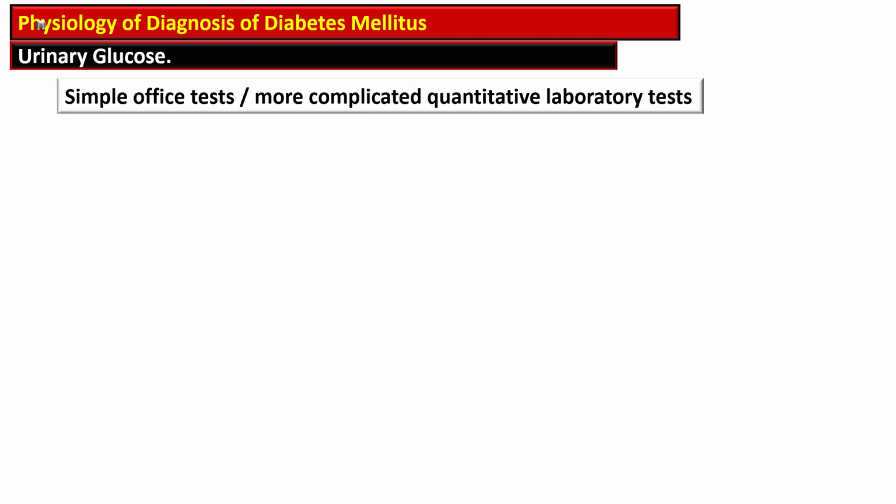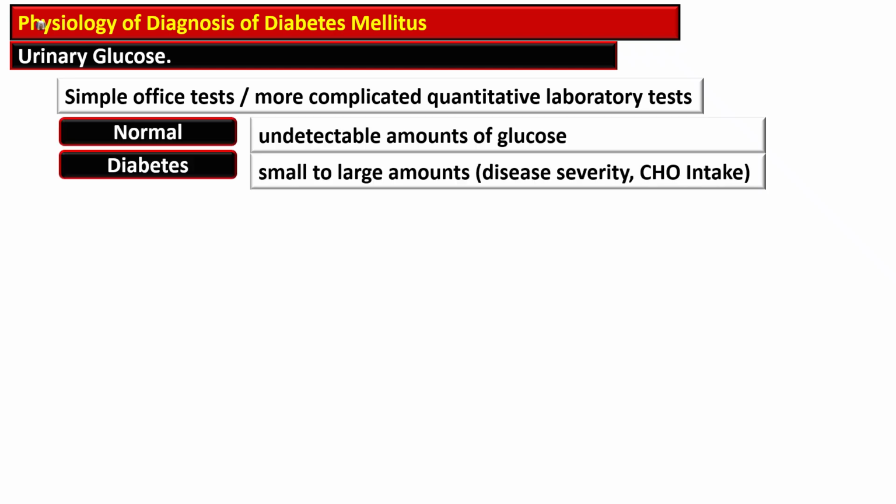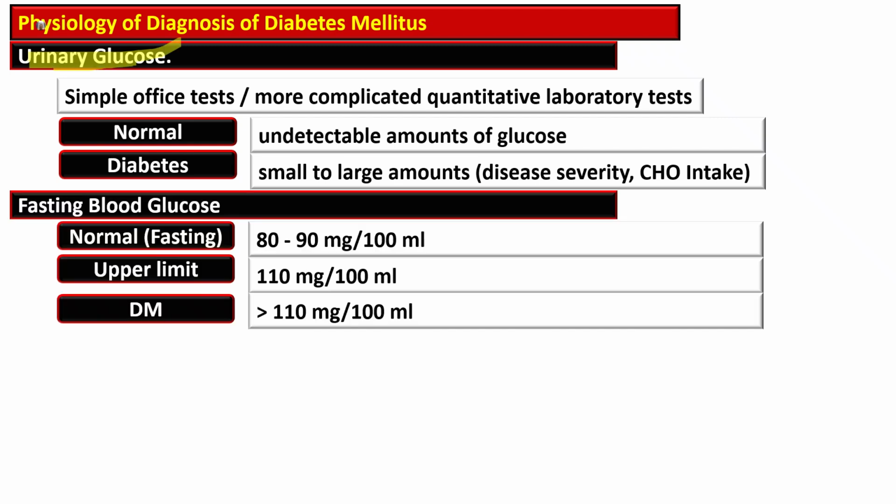Now, what is the physiology of diagnosis of diabetes mellitus? The diagnosis of diabetes mellitus relies on identifying abnormal glucose metabolism, typically through urine and blood tests. So urinary glucose is one of the tests. In a healthy individual, urine contains an undetectable amount of glucose due to efficient reabsorption in the kidney.